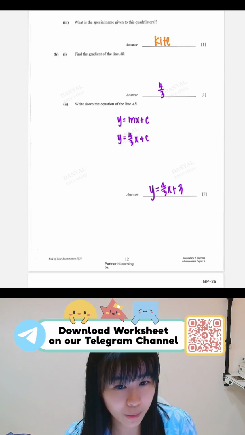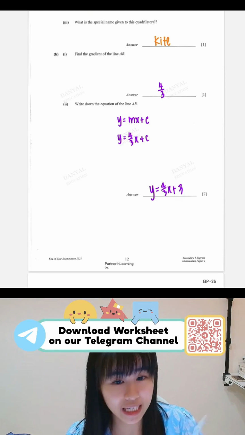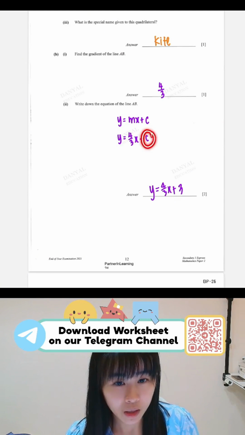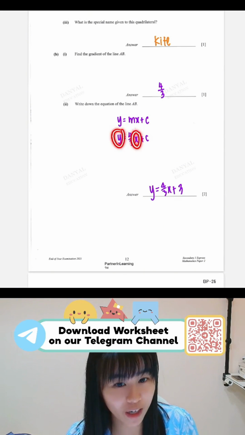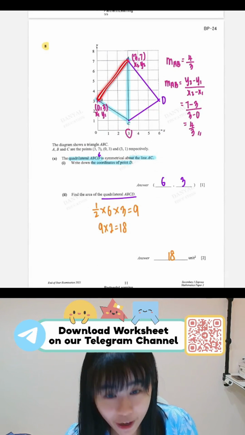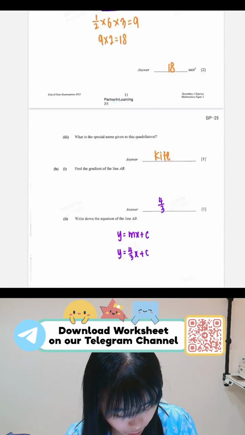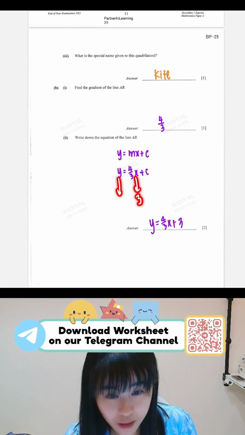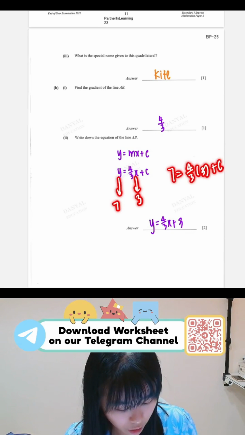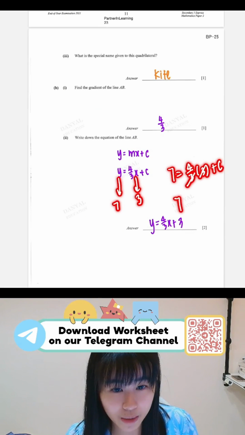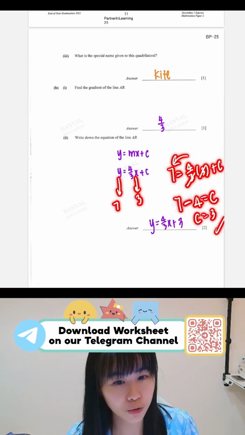Okay, so just now somebody asked, what if they never give you the y-intercept? Then how do you even find the c? If they never give you that, then your aim is to sub in y and x to find the c. For example, you can sub in the point A: x is 3, y is 7. So 7 equals 4 over 3 times 3 plus c. The 3 will cancel away, so you end up with 7 minus 4 equals c. C equals 3. You can get the same answer this way.